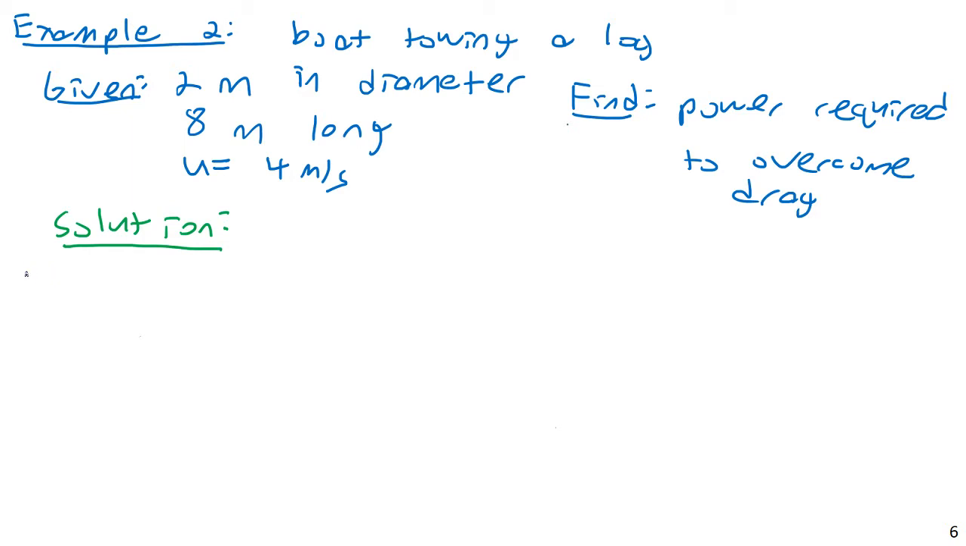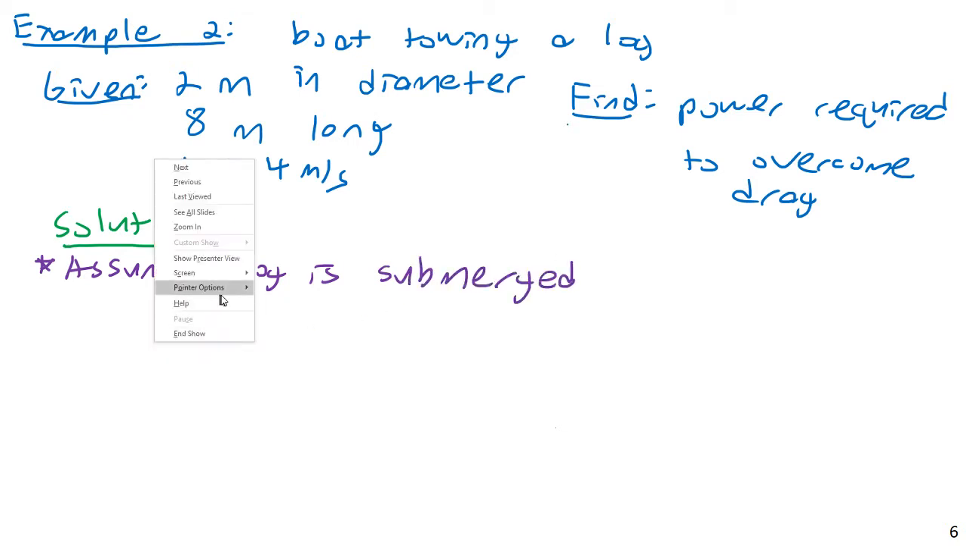So I can look up in the book, and I found a table relating to a circular rod moving parallel to flow, and that's how I'm going to get my drag coefficient. Again, that's found in chapter 9. From a previous version of the book, it was figure 9.29, but that might not be appropriate for the current version of the book. Anyway, so again, the first thing I'm going to do is assume the log is submerged.